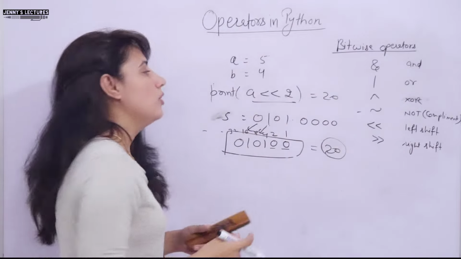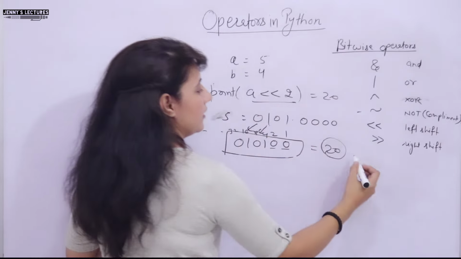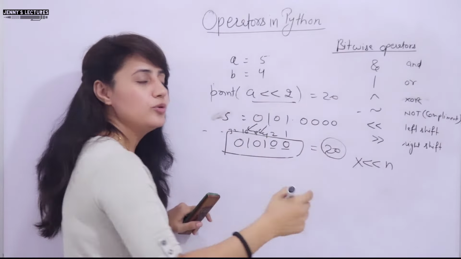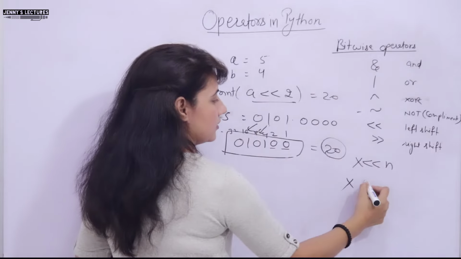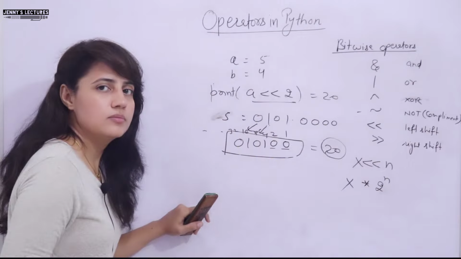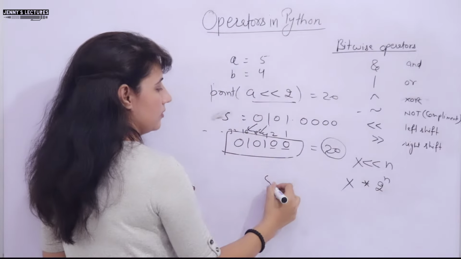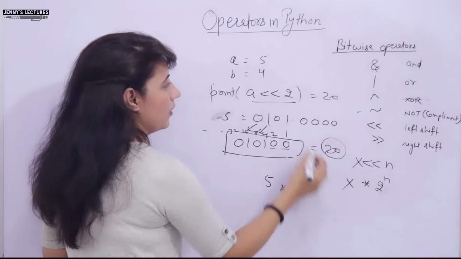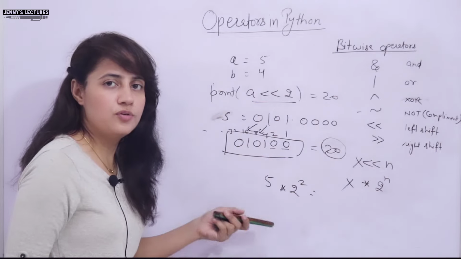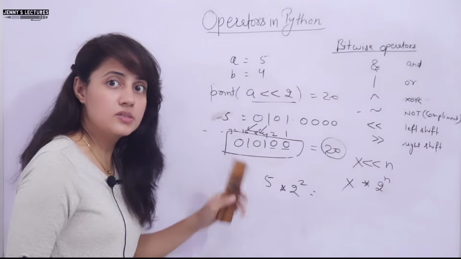Simply the formula is what? If x is a number and you are going to left shift this number by n bits, what output will you get? x into 2 raised to power n. See here, x is 5, 5 into 2 raised to power 2. That is 5 into 4, that is 20. Okay, this is left shift.